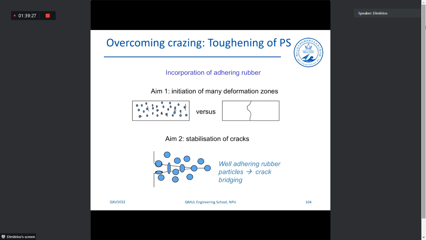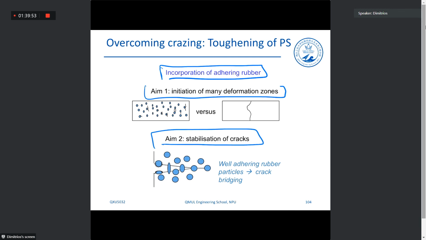The final thing I'd like to tell you for today is how we essentially overcome crazing, because what we have during crazing is some cracks that are growing. In order to prevent these cracks from growing, what we commonly do is incorporate rubber particles within the polymer. The rubber particles can absorb the crack growth by initiating many deformation zones and by stabilizing the cracks. In this case, the polymer is able to elongate more, since the rubber particles are able to absorb the stress. And we finish today's course with that.